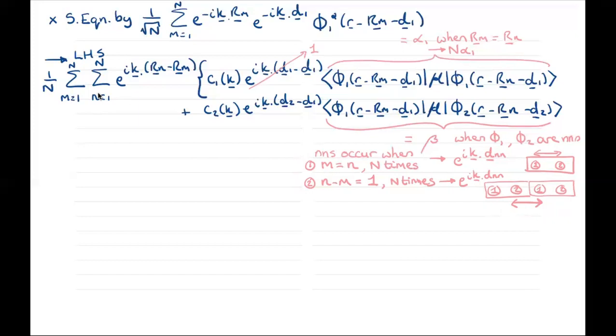Okay, so then we can simplify the left-hand side of the Schrodinger equation, pre-multiplied by this term and integrated over all space, and we obtain alpha 1 C1 of k plus beta times the sum over the nearest neighbors e to the i k dot d nearest neighbor, C2 of k. Phew, okay, so that's the left-hand side of the Schrodinger equation.